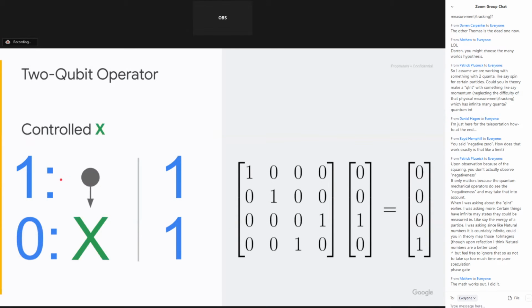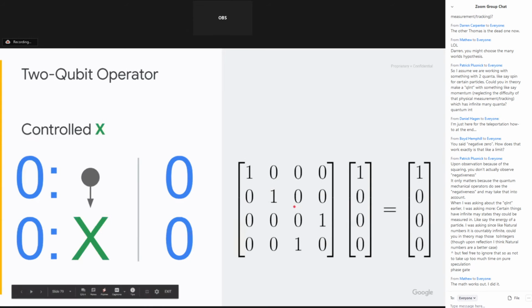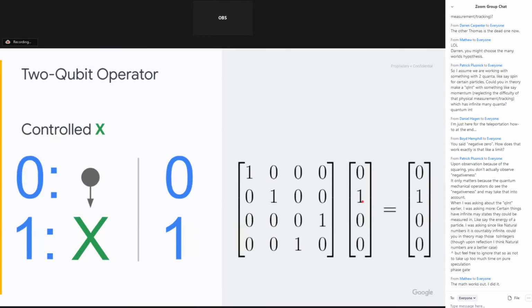1, 0, here's where it gets interesting. 1 as the control passes, and so the X gets applied. And now we have 1, 1. That's the output of this state. 1, 1 coming in gives us 1, 0. So it's this matrix right here multiplied by these 4 different vectors give us the 4 different outputs.